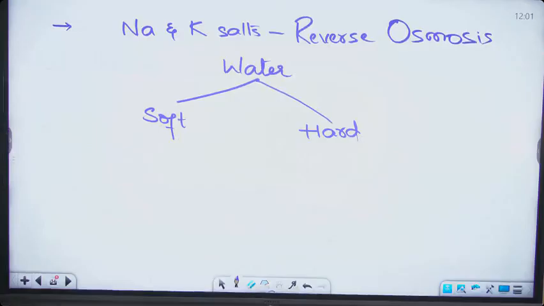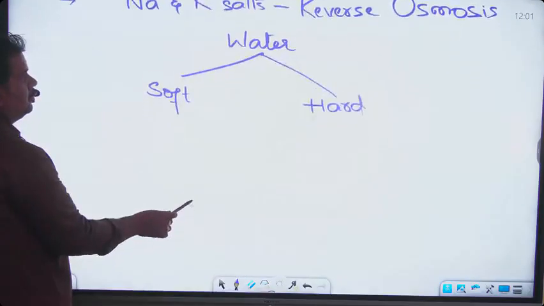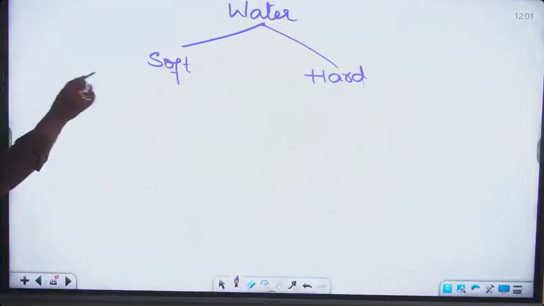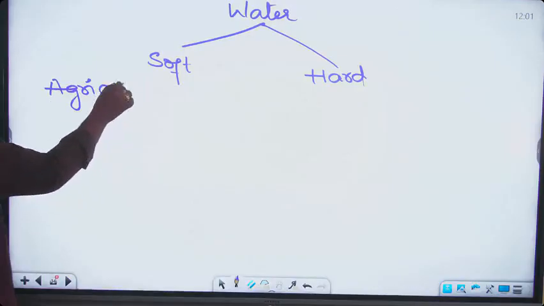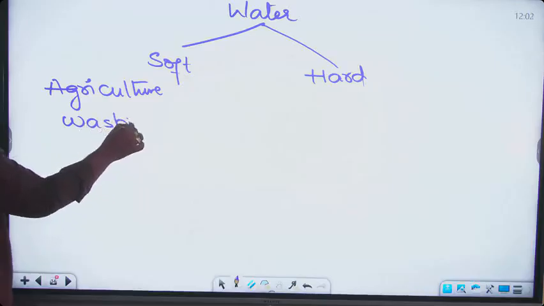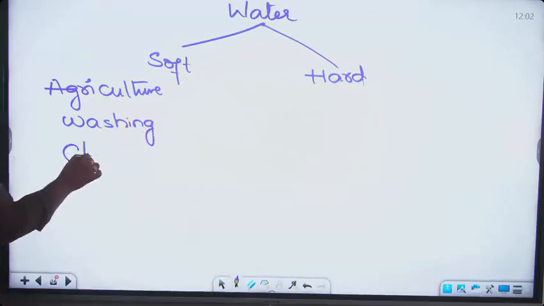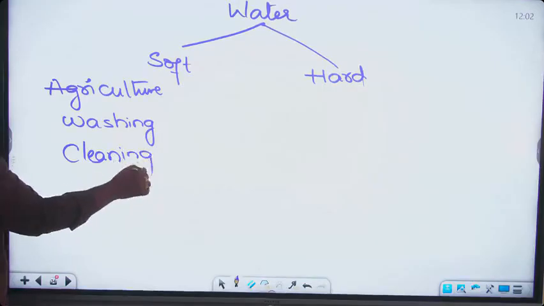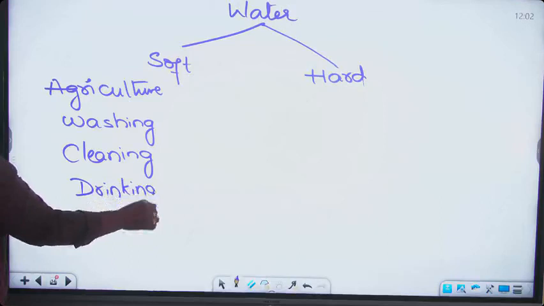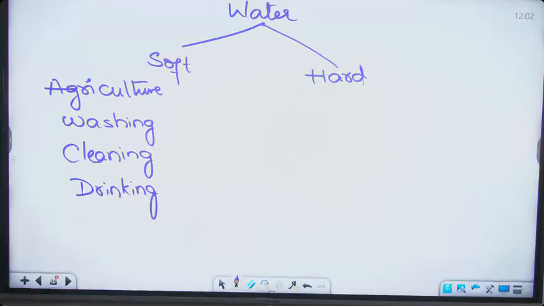Right. So the moment you're talking about the case of water, we have got two things. One is soft water, the other one is hard water. This soft water is suitable for agriculture. We can use soft water for washing, and for cleaning. At the same time, the most important one, soft water can be used even for drinking purposes. For all these activities, soft water can be used.